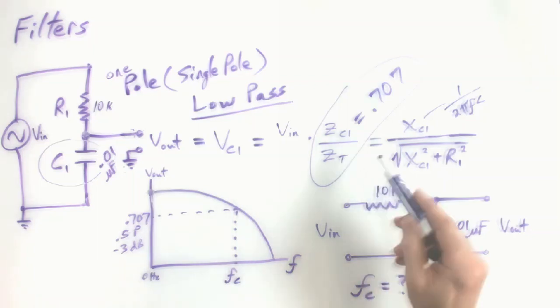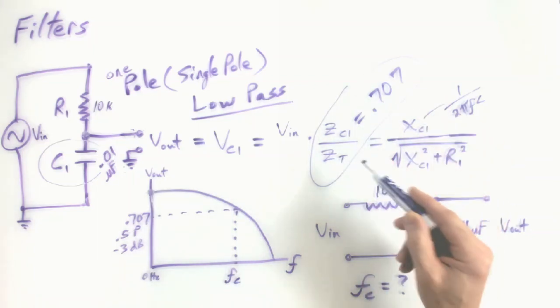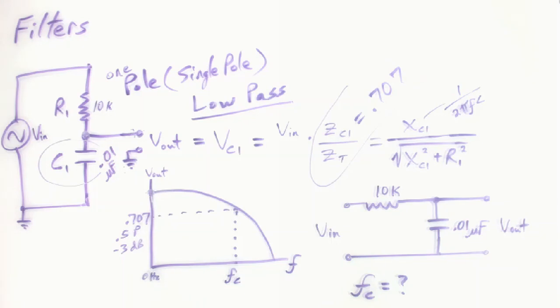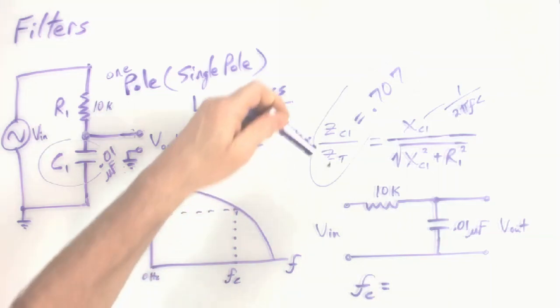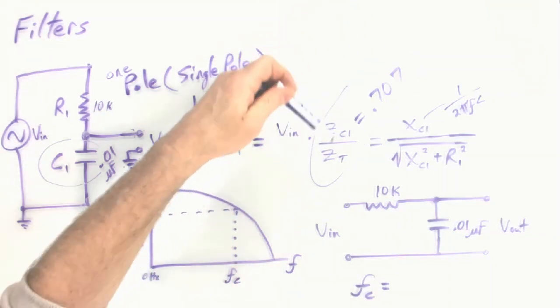You could do the algebra on this and derive the cutoff frequency formula, but no need. It's a very simple formula. It's easy to have in your head, an easy one to memorize. So let's show you what that is. But just so you know, once again, it's not magic. It comes from solving here.